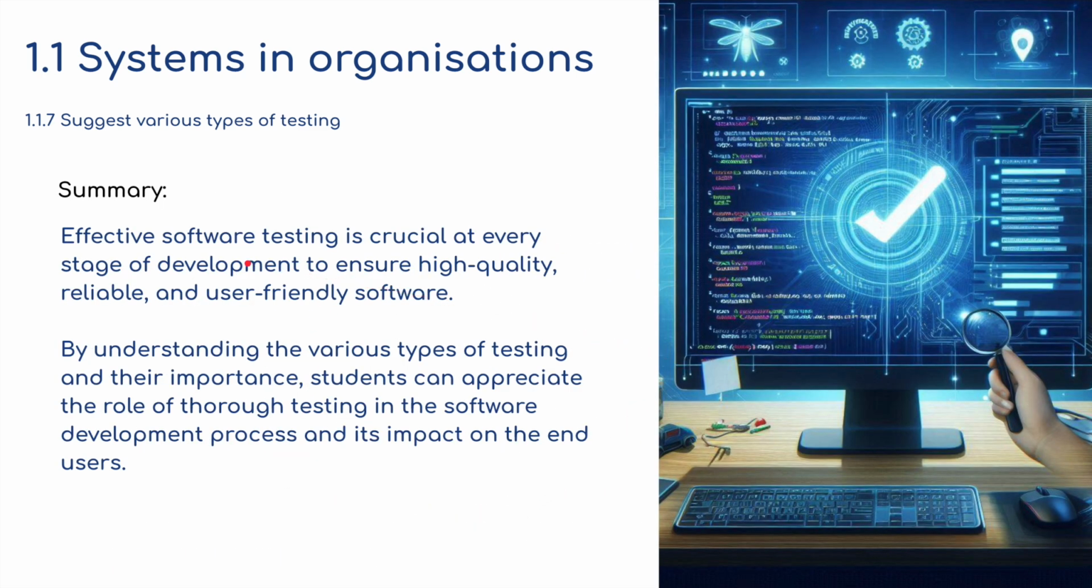So in summary, effective software testing is crucial at every stage of development to ensure high quality, reliability, and user-friendly software. By understanding the various types of testing and their importance, students can appreciate the role of thorough testing in the software development process and its impact on the end users.